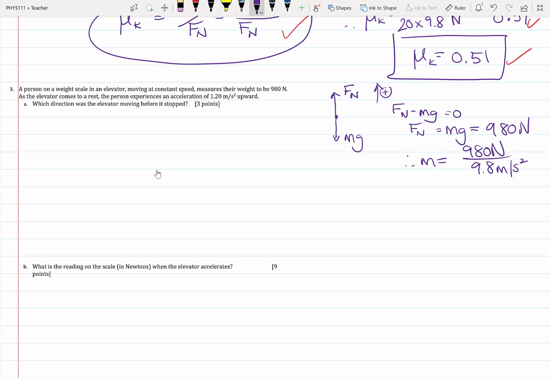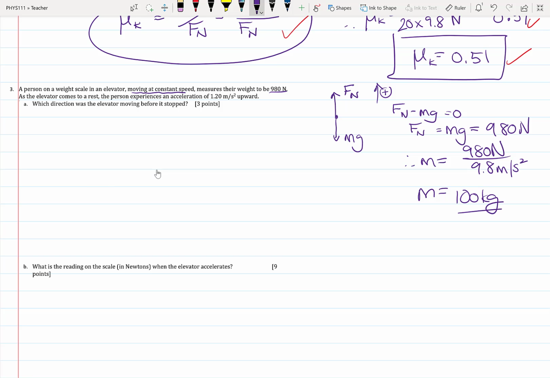9.8 meters per second squared. So the mass of the person is 100 kilograms. Cool. I don't know if I'm going to use that, but just the fact that they told me right at the beginning of the problem we're moving at a constant speed and we measured that, I can work that out. So remember, I told you sometimes I just like to use what they give me, and maybe it'll be helpful later on, but at any rate, it gives me a sense of comfort when starting these difficult questions.